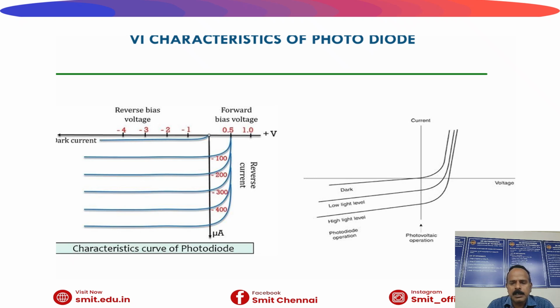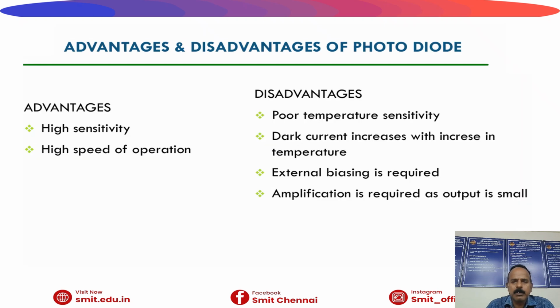When the light intensity is quite high, you can see the difference. The output voltage is also high, and the output current is also high. So this nature of the curve clearly explains the operation of the photodiode in detail. Then we are going to see the various advantages and applications of the photodiode.